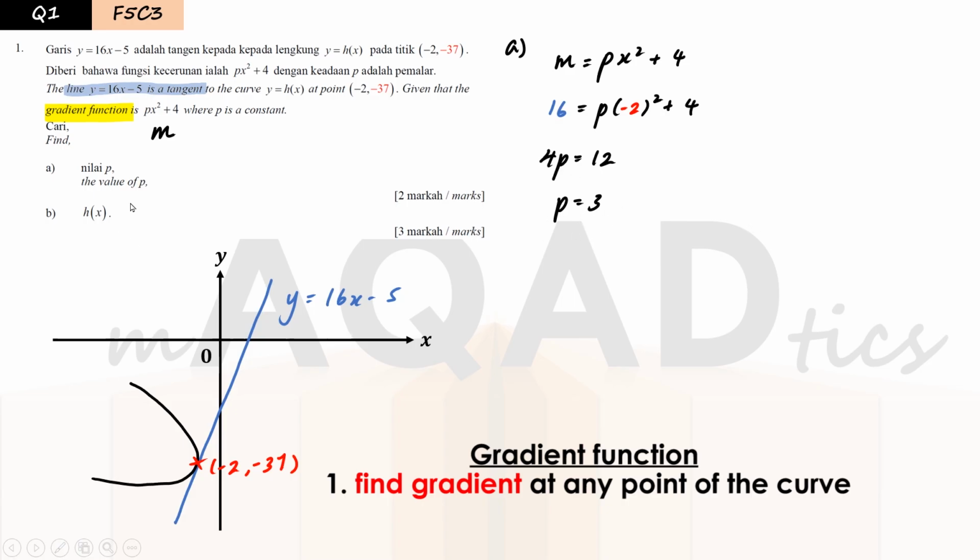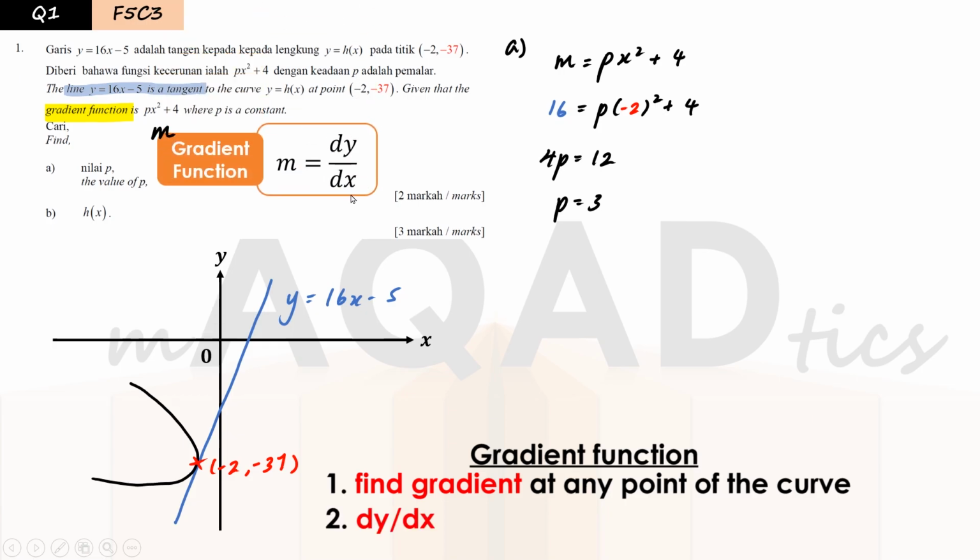And for part B, we need to find h of x, which is the original equation of the curve. According to the question here, the only information that we have is the gradient function. So we need to recall back another very important point of gradient function, which is that it is not just m, but it is also dy over dx.